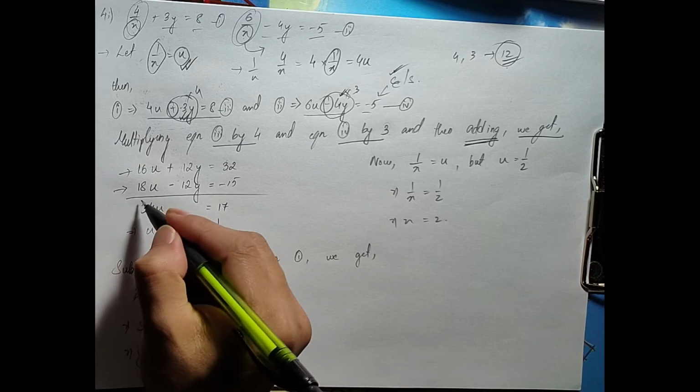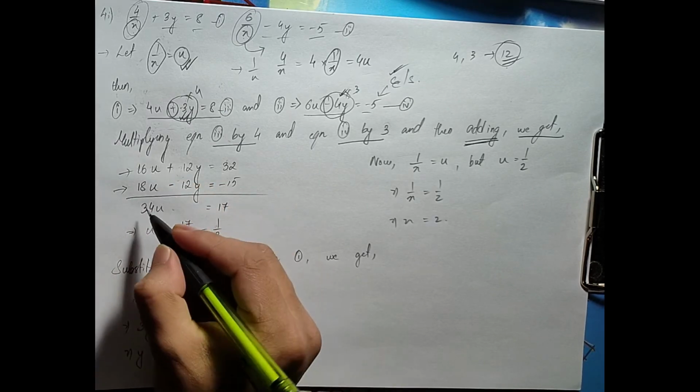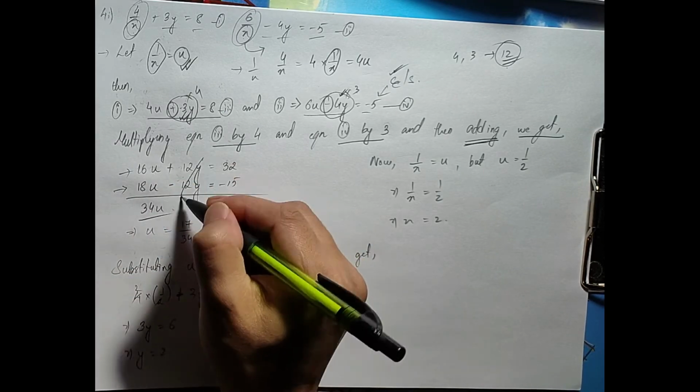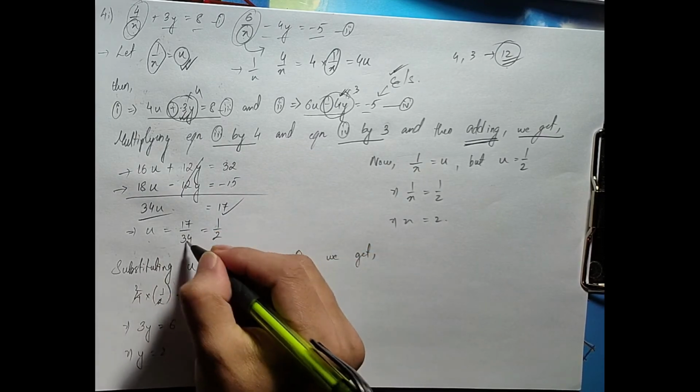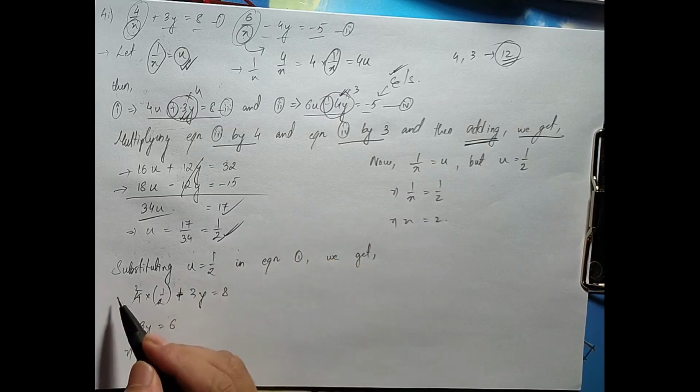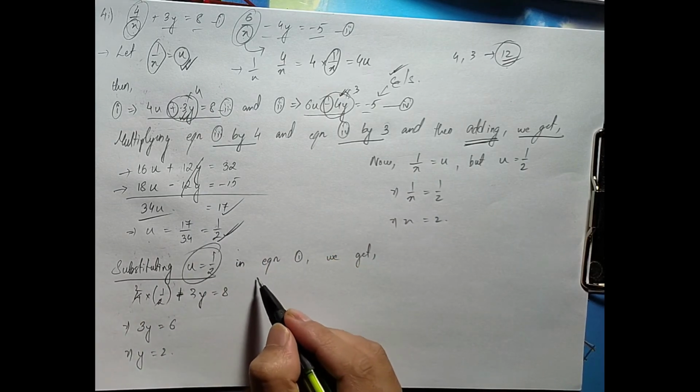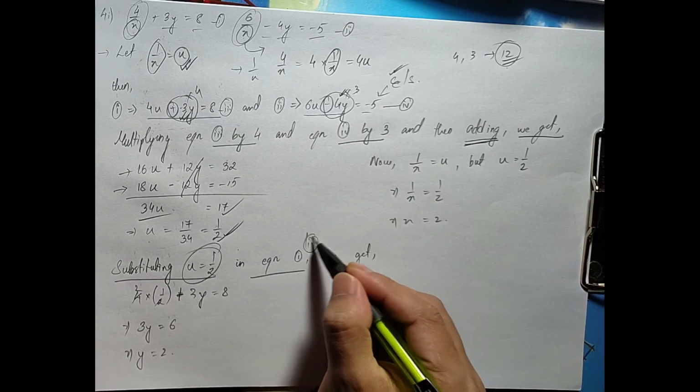Now if we add, the sign doesn't change. So 18 plus 16 is 34u. This gets cancelled. 32 minus 15 is 17. So u will become 17 by 34. That is half. Let us substitute this u in equation 1 or equation 2.